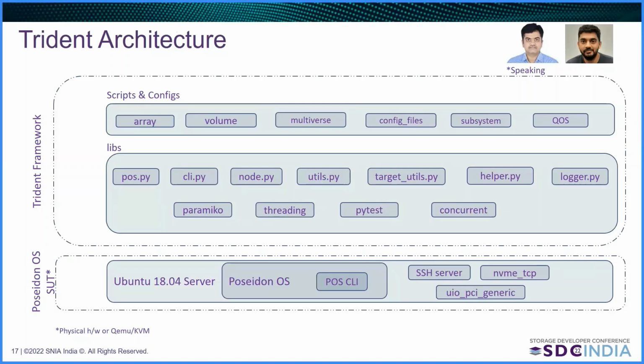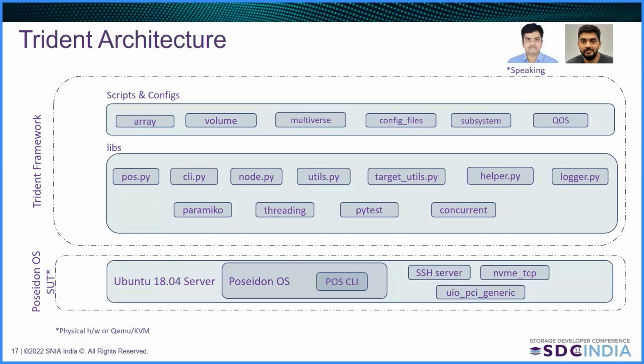For example, CLI.py is a module which implements all the Poseidon CLI commands. Poseidon CLI commands include array management, volume management, and so on and so forth. To create an array, to reset the arrays, to create volumes, mount volumes, rename volumes, all these are the CLI commands that are implemented in CLI.py. So user can call these core APIs to get things done.